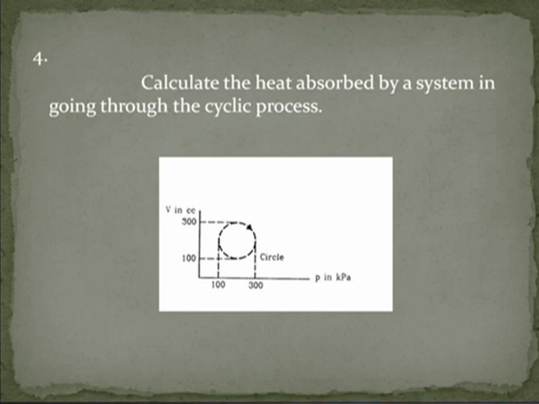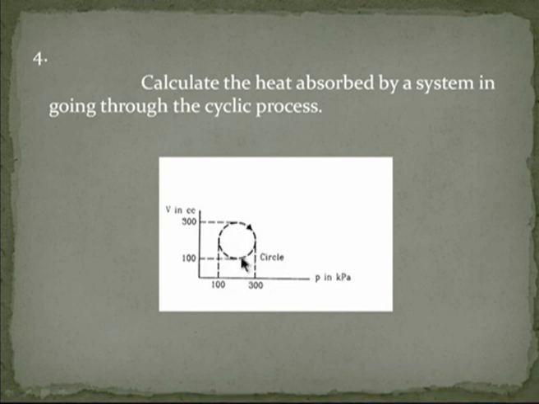If you observe the next question, heat absorbed by the system during the cyclic process. Here the indicator diagram is presented by the pressure and volume parameters. So you have to take the area with the volume axis. Here this is a circle, so pi into, what is the diameter here? This one is 200 and this one is also 200.